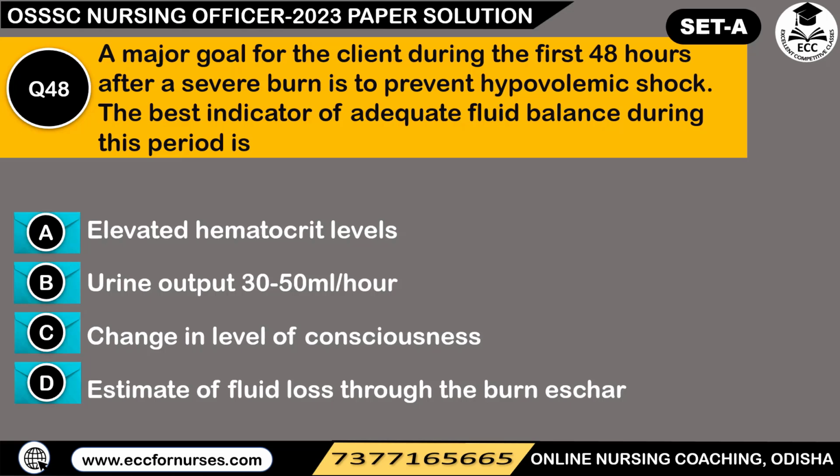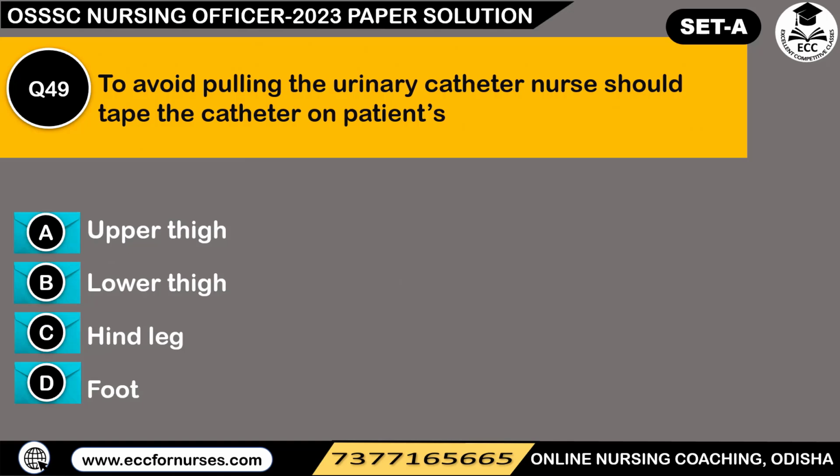Question number 48. A major goal for the client during the first 48 hours after a severe burn is to prevent hypovolemic shock. The best indicator of adequate fluid volume balance during this period is option B, urine output 30 to 50 ml per hour. Question number 49. To avoid pulling the urinary catheter, the nurse should tape the catheter on patient's upper thigh.